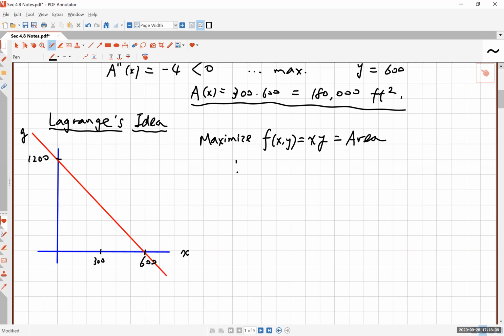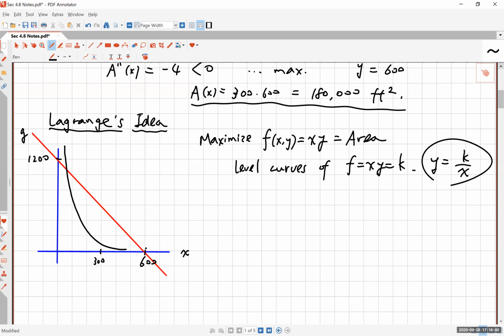Consider the level curves of f. So f, which is xy, is just k, right? And so y is equal to k over x, and you can imagine, or you can just figure out, what kind of a curve is this? Depending on what k is, if k is 1 or 2 or 3, whatever k is, it's going to be a hyperbola that goes through like this, okay?